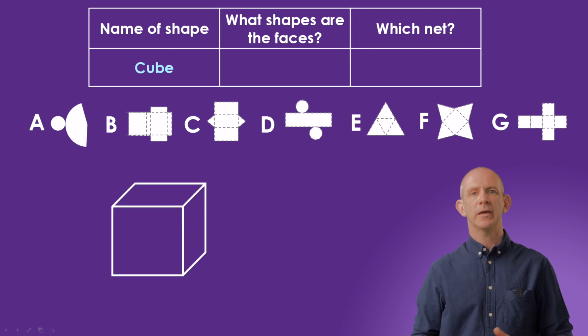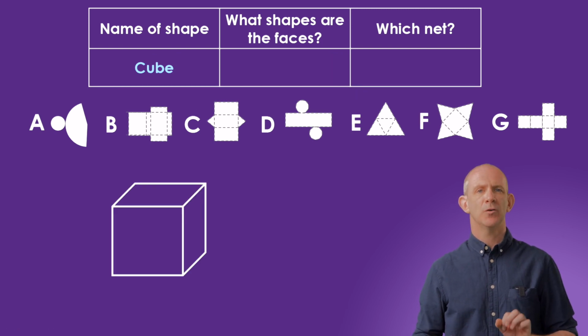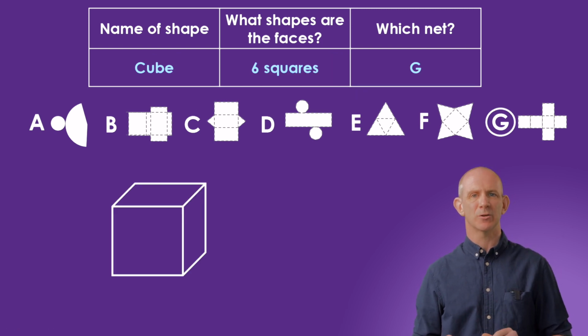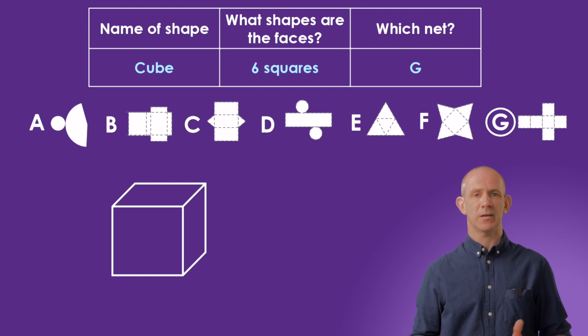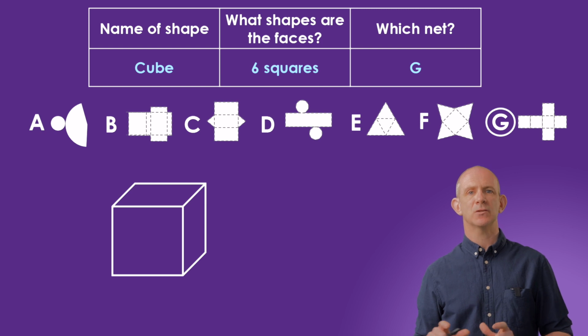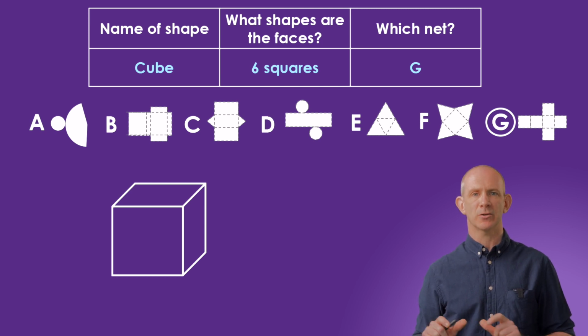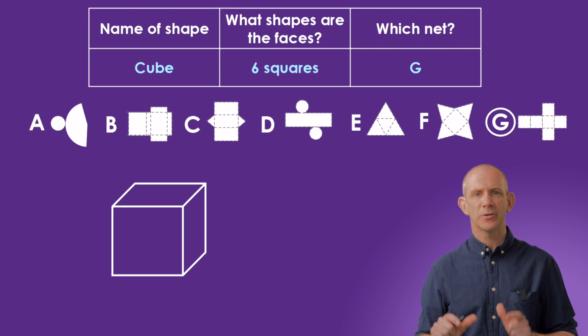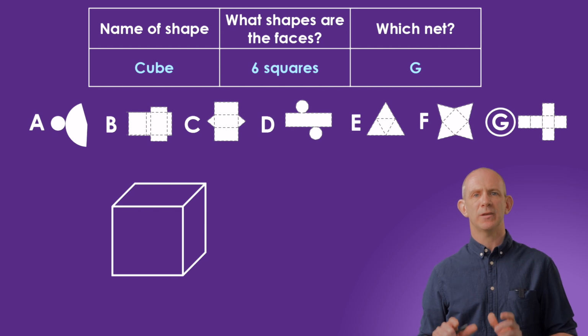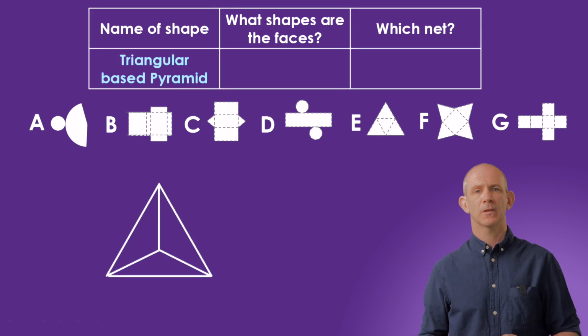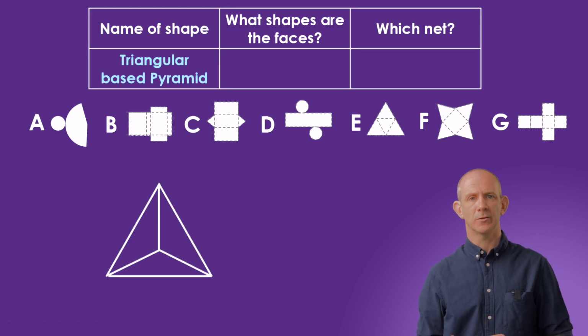Here I've got a cube. Remember that there are 6 faces to a cube and each of them are squares. So that means it's going to have to be net G. As we can see, each of these shapes that make up this net are squares. And if we were to fold this together, it'd come together to make a cube. It's important to check that none of the faces of the net will overlap when folding to create the 3D shape.